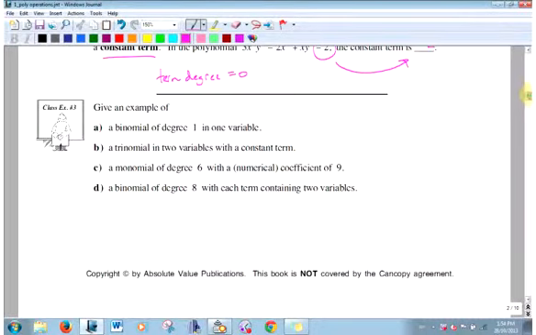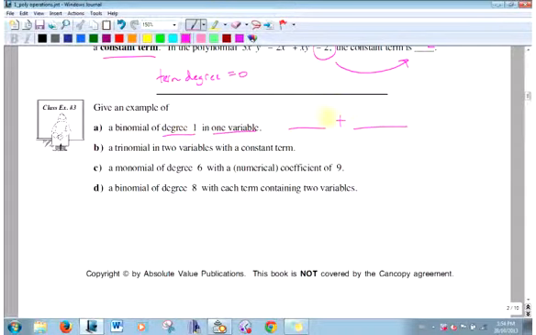Do I want to do all these? Give an example of a binomial, 1st degree black belt, 1 variable. Okay? There's 3 things there. Monomial, sorry, not binomial. How many terms does it have? Yeah, the sky's the limit here. There's an infinite amount of right answers. Okay, it just says pick one.